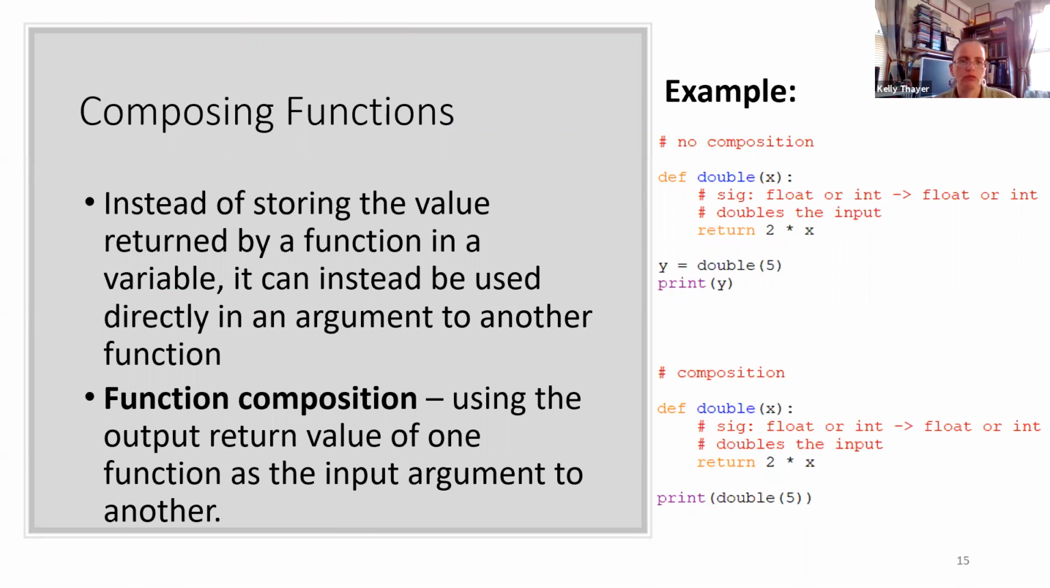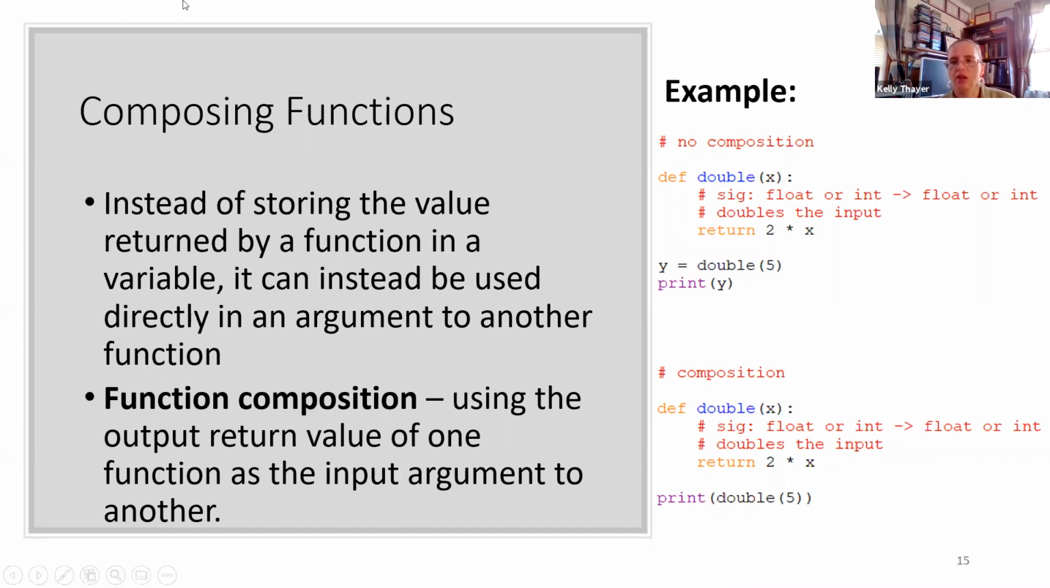Instead of storing the value returned by a function in a variable, it can instead be used directly as an argument to another function, and this is called function composition. Function composition is using the output return value of one function as the input argument to another. So here is an example.